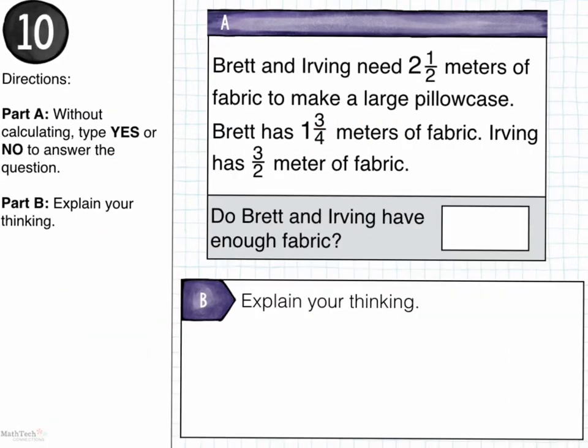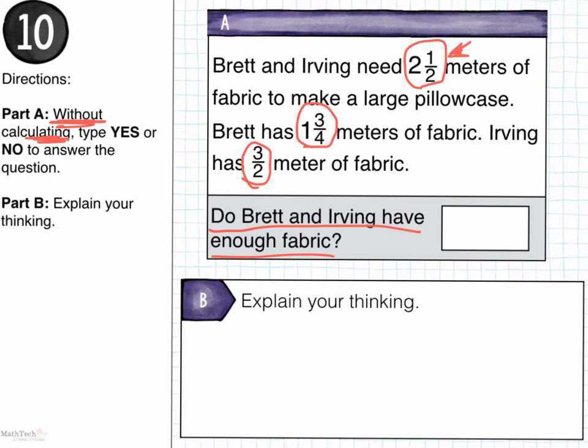All right, guys, last one. And this one is very interesting because for their part A, they want us to do this without calculating. So that sounds pretty great. We like that, right? But then in part B, we're going to need to explain our thinking. I'll help you with that so you'll know what to do on your independent practice. So we're supposed to solve this problem without calculating. Brett and Irving need 2.5 meters of fabric to make a large pillowcase. Brett has 1 3/4 meters, and Irving has 3/2 of a meter of fabric. And we need to answer this question, do Brett and Irving have enough fabric? This is what they need. This is what they have.